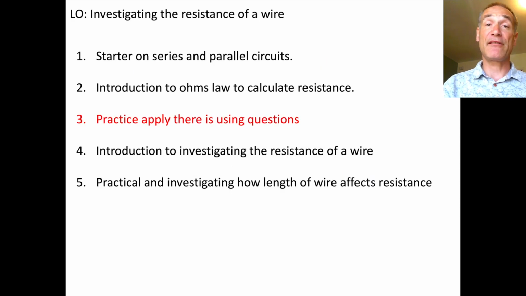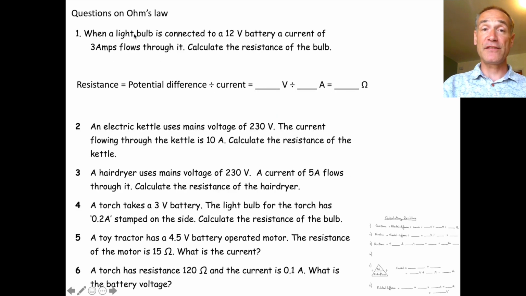So what I want to do now is have a go at some practice questions using Ohm's law so you get familiar with it before we go on to investigating the resistance of a wire. I'll do the first one with you, then I'll let you have a go. Pause the video and have a go at the rest. So when a light bulb is connected to a 12-volt battery, a current of 3 amps flows through it. Calculate the resistance of the bulb.